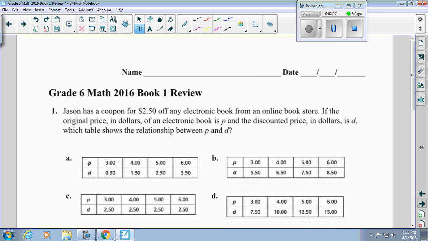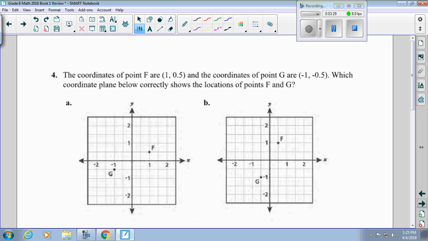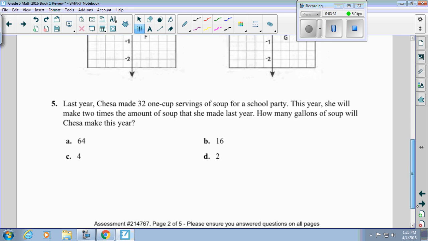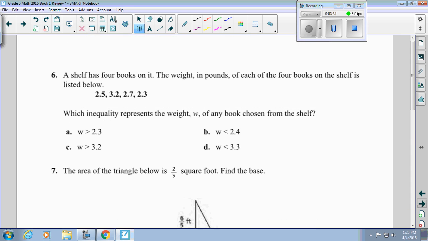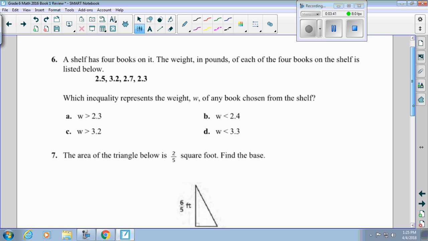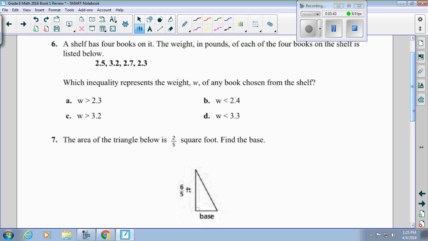All right, so we already did these together. I think most of the classes left off on question 6 or 7. So we'll go over 6. I think you guys already did this, but in case I missed a class. It says a shelf has 4 books on it. The weight in pounds of each of the 4 books on the shelf is listed below. So we're talking about the weight in pounds. Here's the list right here of those numbers. So we have a book that weighs 2.5 pounds, another book that weighs 3.2 pounds, 2.7 pounds, and 2.3 pounds.